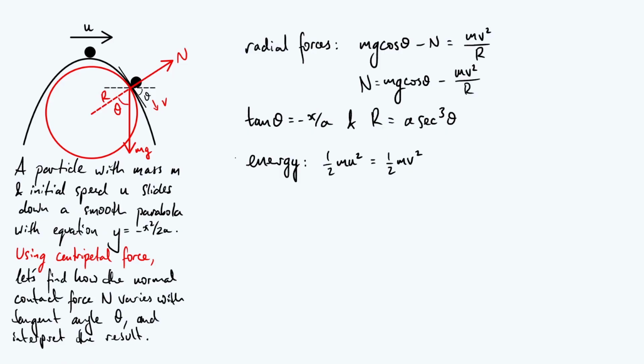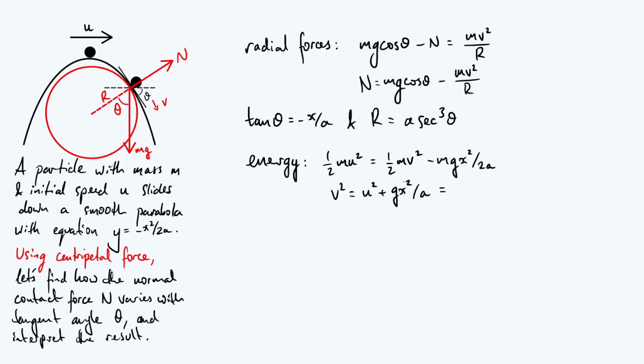It's lost mg times however much height it's fallen through, but the height is just the y coordinate, and the y coordinate is given by the expression minus x squared over 2a. So I'm going to do it in terms of x. I'm going to write it as minus mg x squared over 2a. Let's cancel down the factors of half and the factors of m as well, and rearrange to get v squared on its own. So v squared is just u squared plus g x squared divided by a.